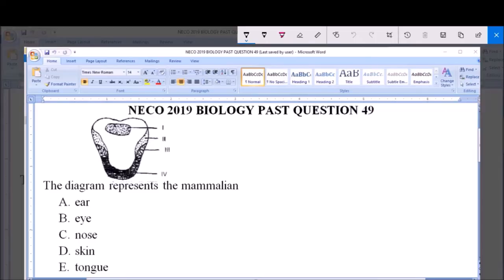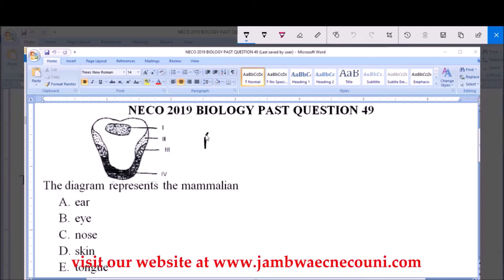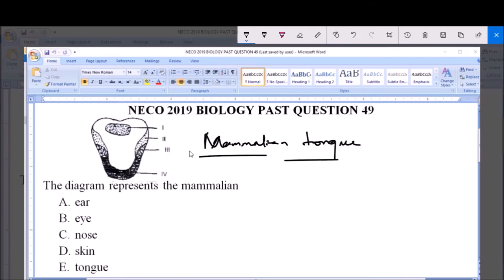I will be answering NECO 2019 biology past question 49. The diagram represents the mammalian A, ear, B, eye, C, nose, D, skin, and E, tongue. Now, looking at this diagram, you see that this diagram actually represents the mammalian tongue.